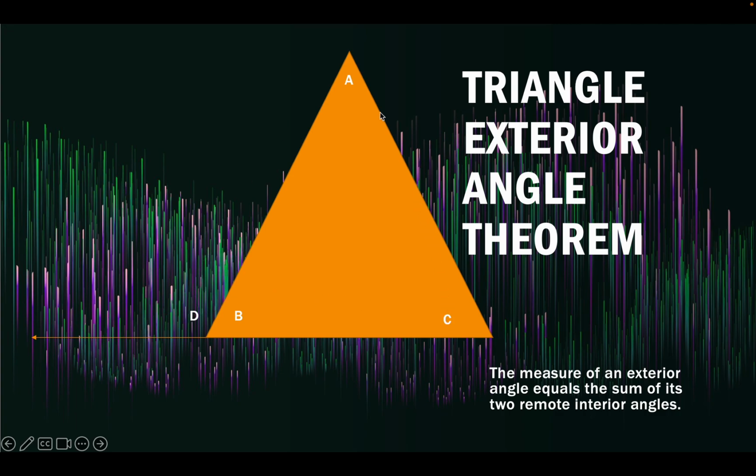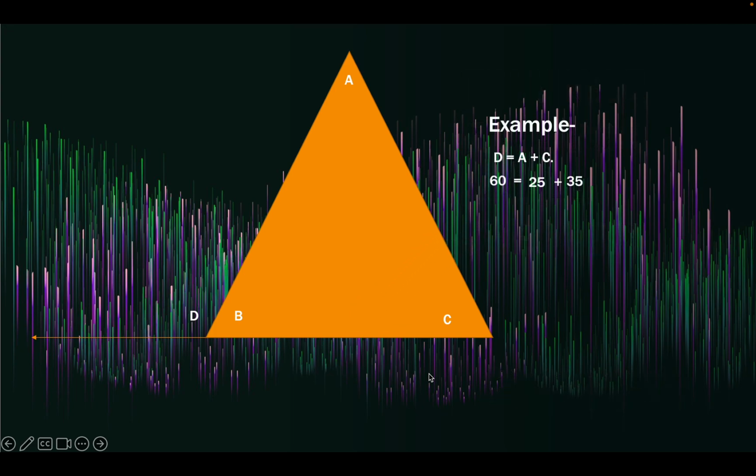So when I take the sum of the two remote interior angles, that will equal D. A plus C equals D. D equals A plus C. All right, here's an example. Let's say that D equals 60 and A equals 25 and C equals 35.